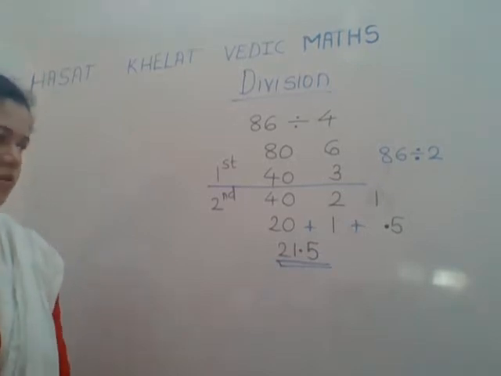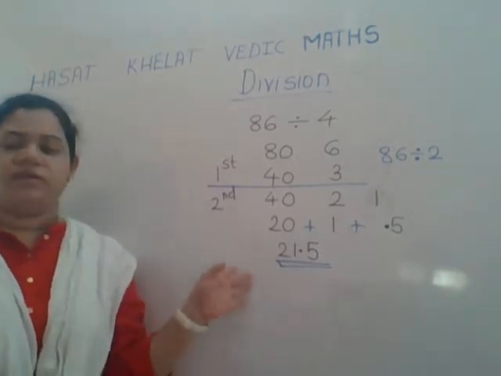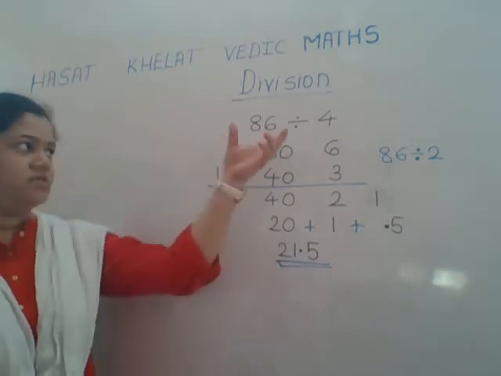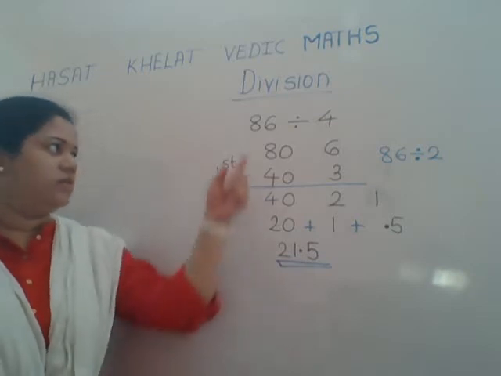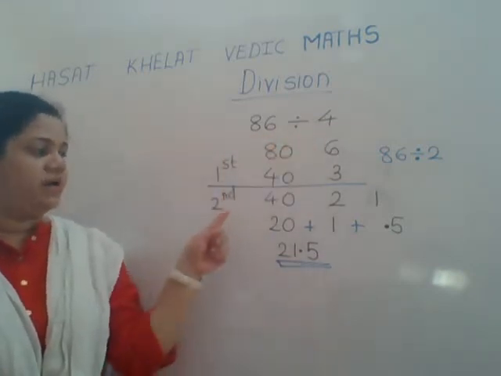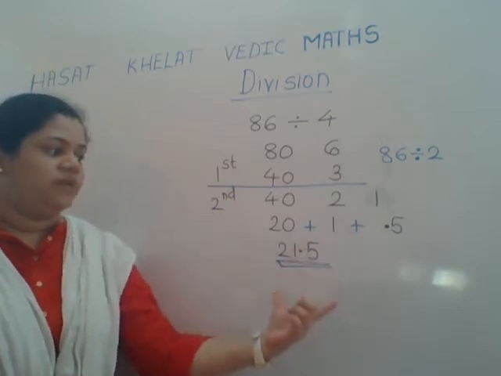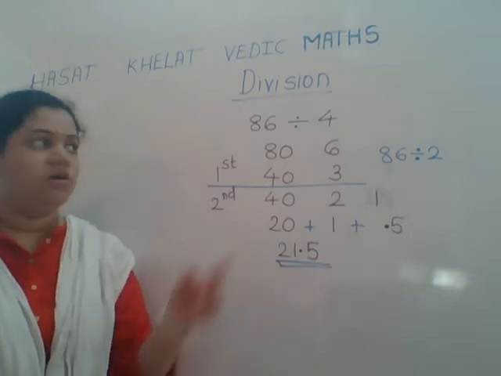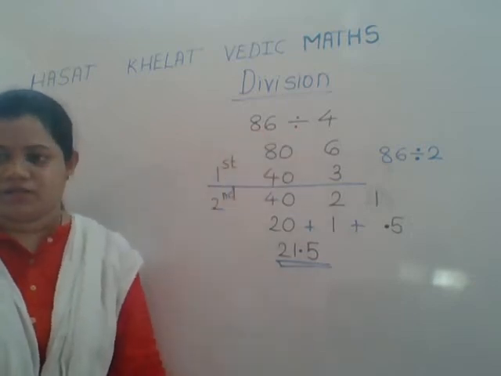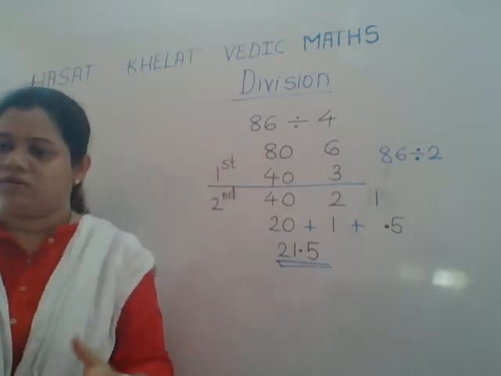Okay, now we are doing it by this method. This is for 2 and 4, and we can do it for 8 also. For 8, if it is asked 86 divided by 8, a third step will be added. This 21.5 will be halved further, and you will get the answer for 86 divided by 8. This method is for smaller numbers like 2, 4, like that.